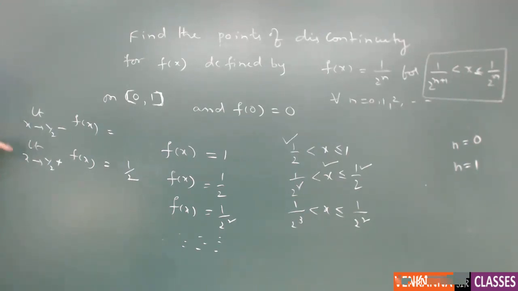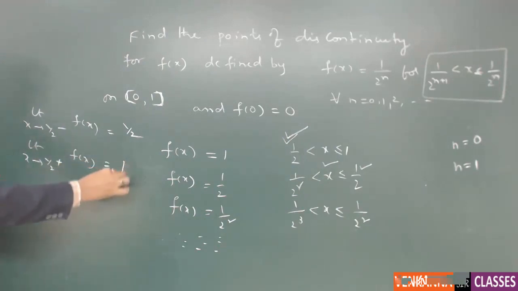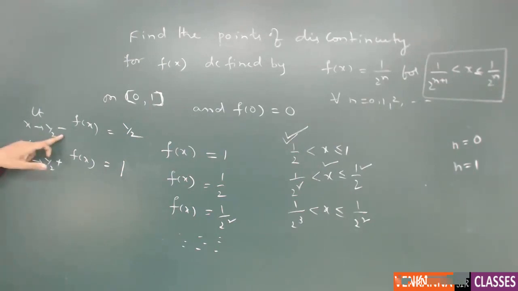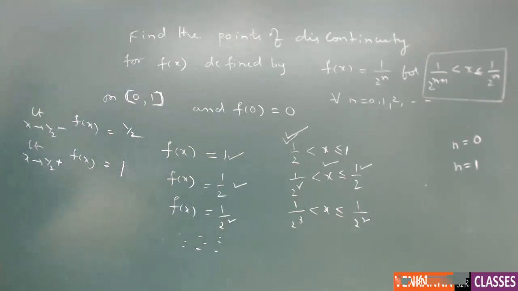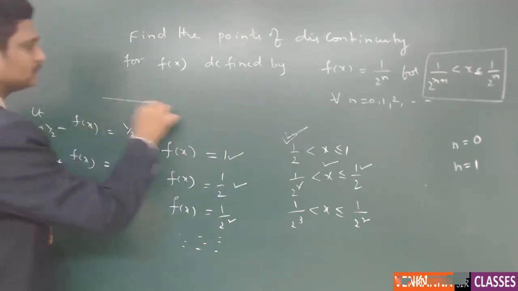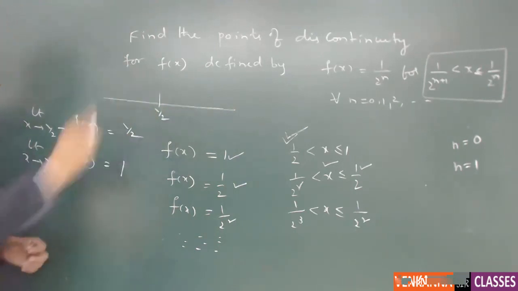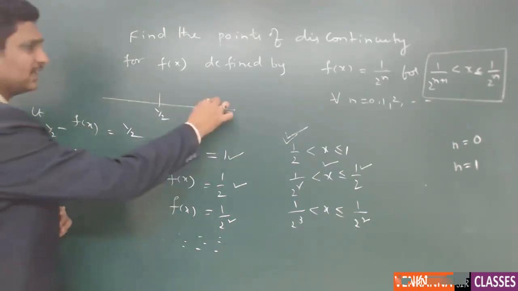So if you take the limit as x tends to 1 by 2 plus, this thing you are considering, so the value will be 1. This is the left limit and this is the right limit taken from these two. In other words, in a short note you can write like this: if we are checking the continuity of the function at the point 1 by 2, it is taken like this.